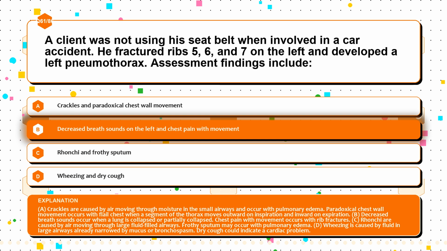C. Rhonchi are caused by air moving through large fluid-filled airways. Frothy sputum may occur with pulmonary edema. D. Wheezing is caused by fluid in large airways already narrowed by mucus or bronchospasm. Dry cough could indicate a cardiac problem.